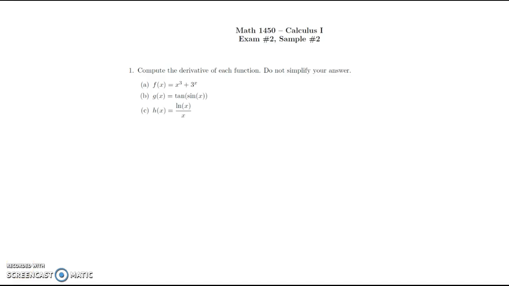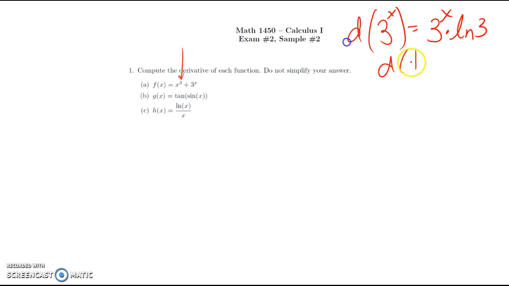All right, in this video, we will go over the sample exam 2. We're going to start with computing the derivative of these functions. Let's remember a few things. We know that'll be the power rule, but anytime we take the derivative of some exponential function that doesn't have e as the base, it's going to be that same exponential function times the natural log of 3. And we do know that the derivative of tan of x equals secant squared x.